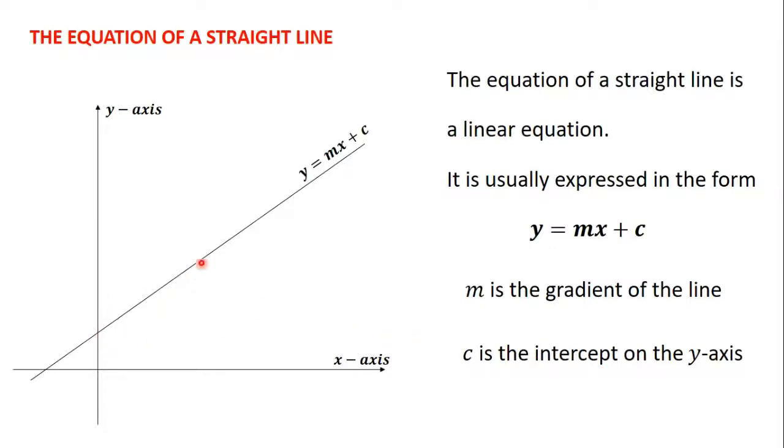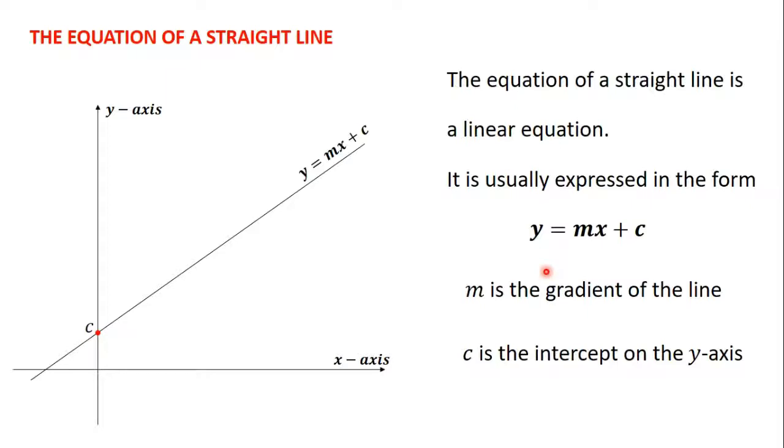So here, for this straight line, it cuts the y-axis at this point. We are saying that when you express the equation of a line in the form y is equal to mx plus c, c will give you the y-intercept or the intercept on the y-axis. So for this straight line, it cuts the y-axis at this point. So the value here is c.